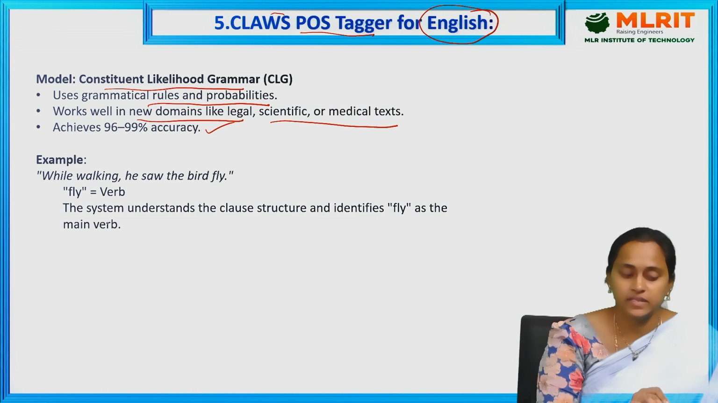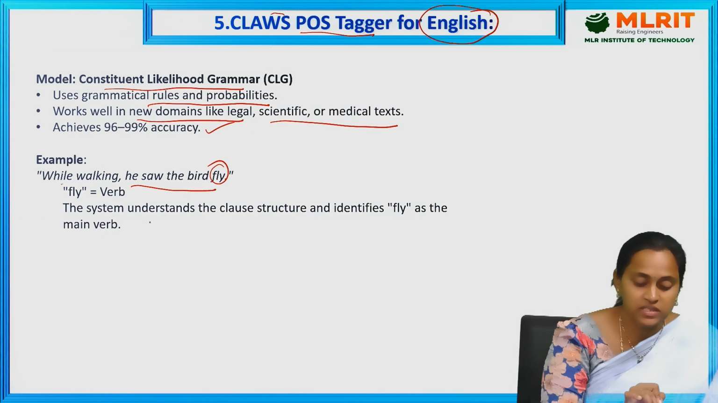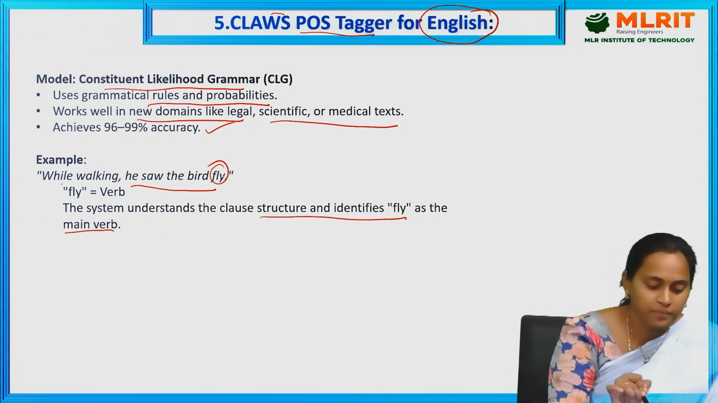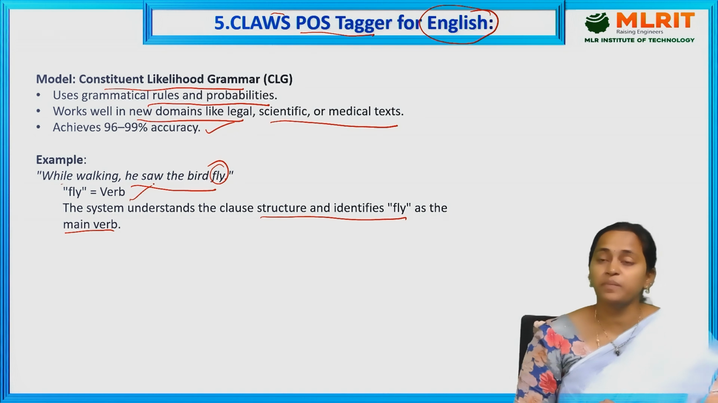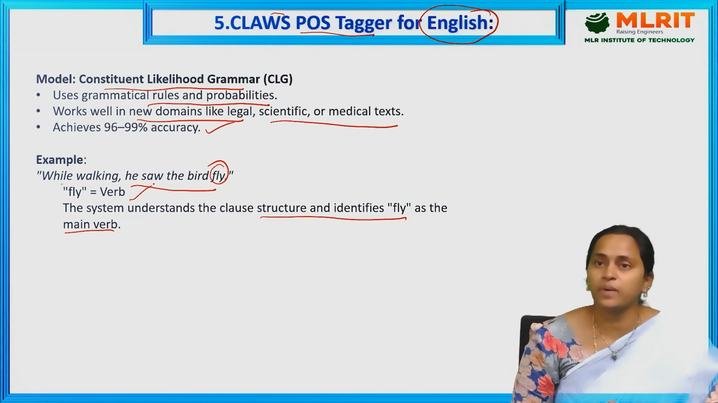See the example here: "While walking, he saw the bird fly." Here fly is a verb. The system understands the clause structure and identifies fly as the main verb. This is the meaning of the Clause POS tagger in English, that means constituent likelihood grammar in a POS tagger.